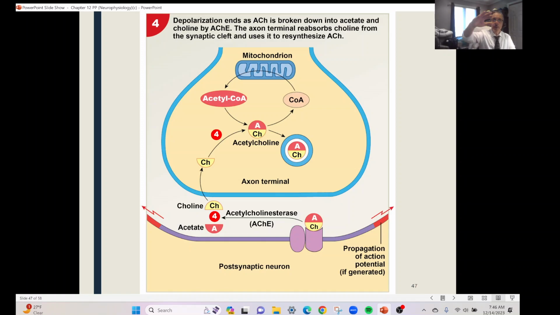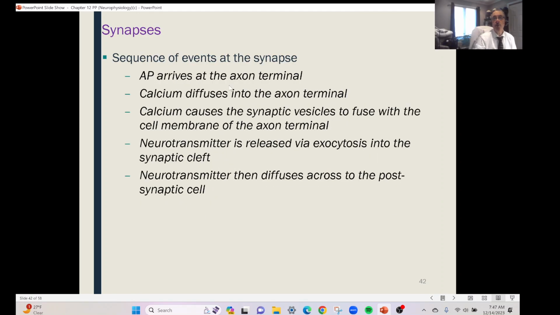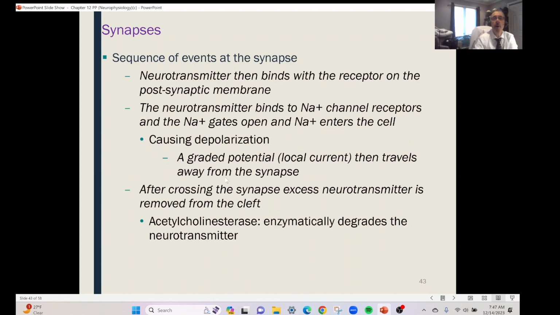Okay, so that's the sequence of events. You should be able to tell that little story. I have everything written down for you. Again, the action potential arrives at the axon terminal. The next thing that happens, the calcium diffuses into the axon terminal. That causes the synaptic vesicles to migrate down. They fuse with the cell membrane of the axon terminal, and the synaptic vesicles now open up and release the neurotransmitter into the synaptic cleft by exocytosis. Then the neurotransmitter will diffuse across the synaptic cleft and bind to the receptor on the postsynaptic membrane.